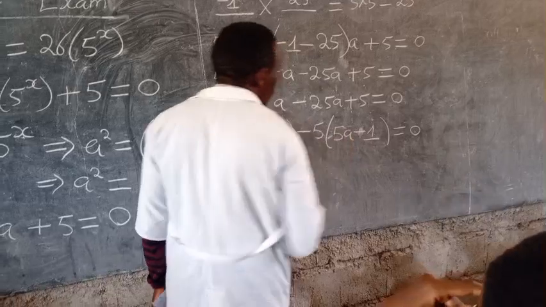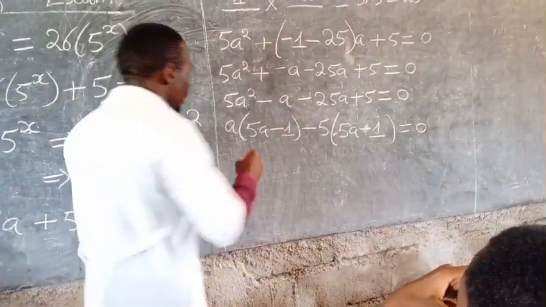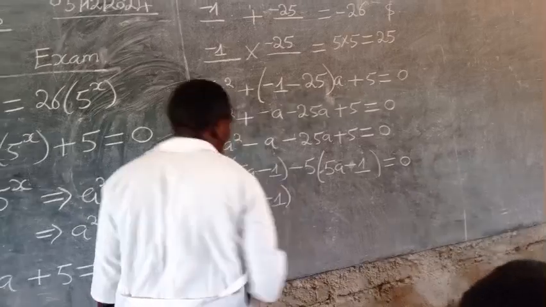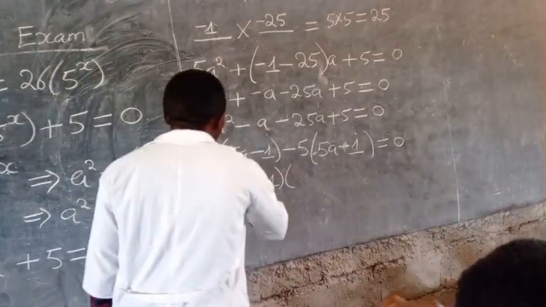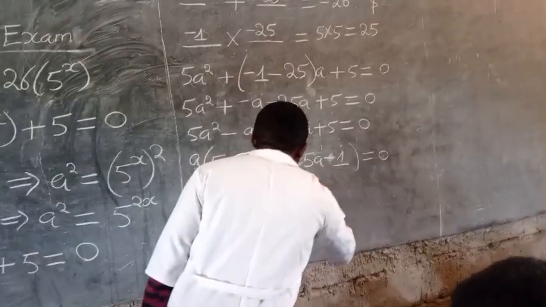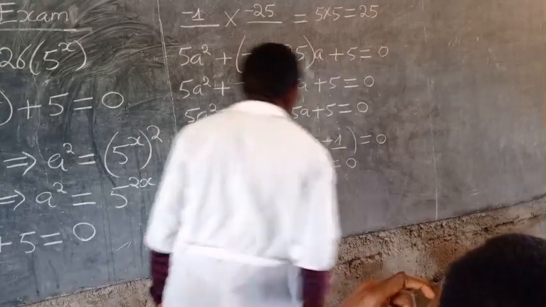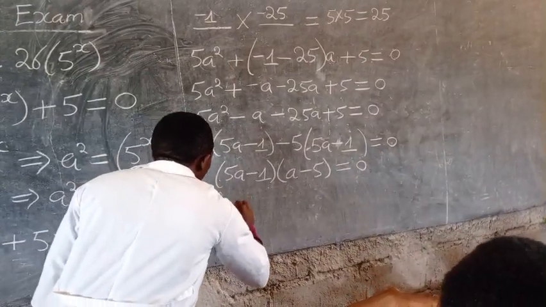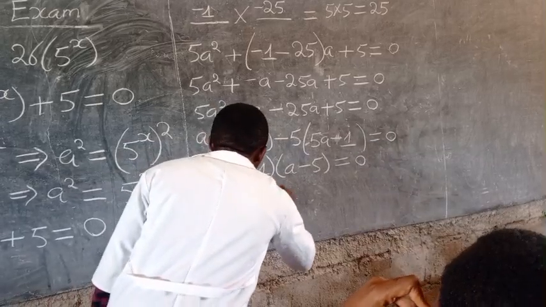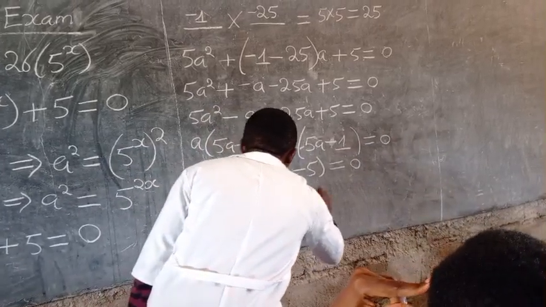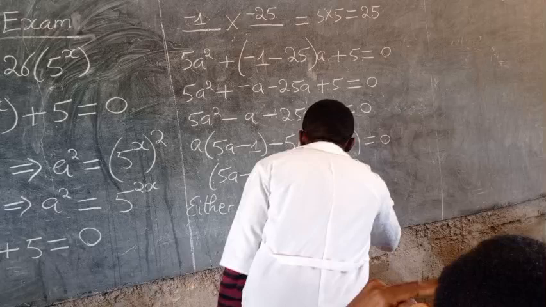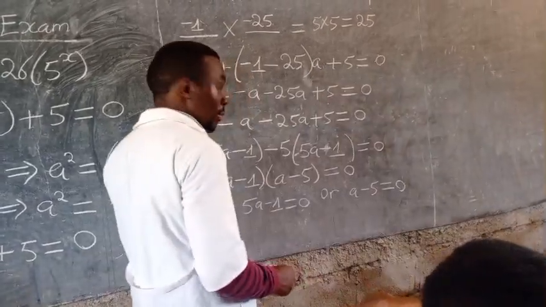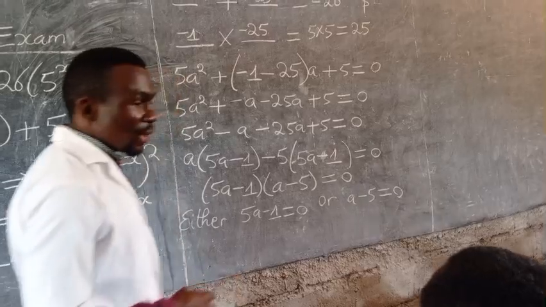Now we have two terms. The two terms we have, what is common? 5a minus 1 is common. Times a minus 5 is equal to 0. At this level, we are going to see either 5a minus 1 is equal to 0 or a minus 5 is equal to 0. Right? Okay. We have two linear equations now.